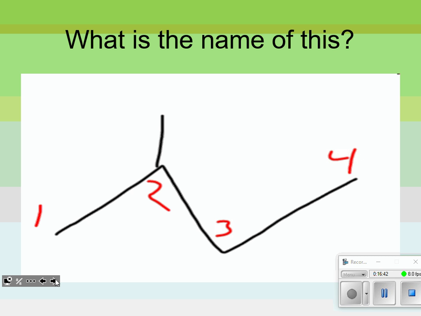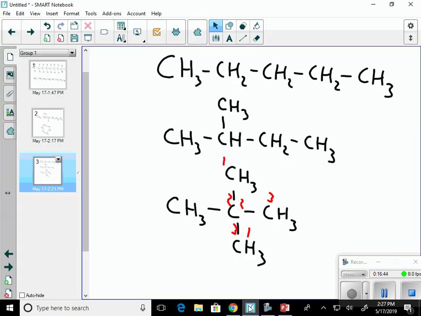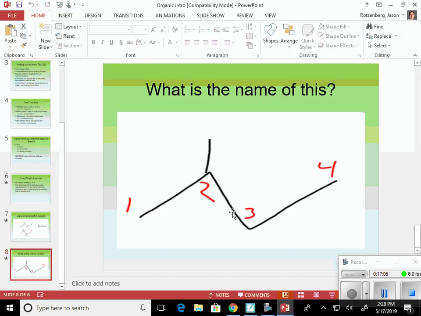If you need help, let's go back to this right here. 1, 2, 3, 4 carbons and a methyl group off the second carbon. This is the exact same drawing as this. This is 2-methylbutane.